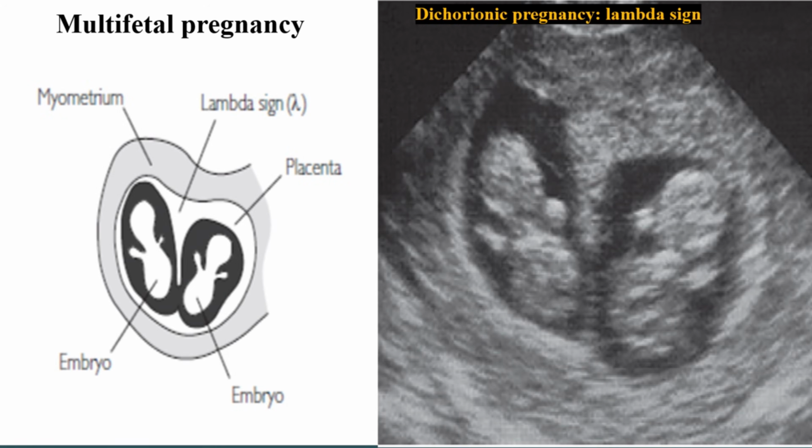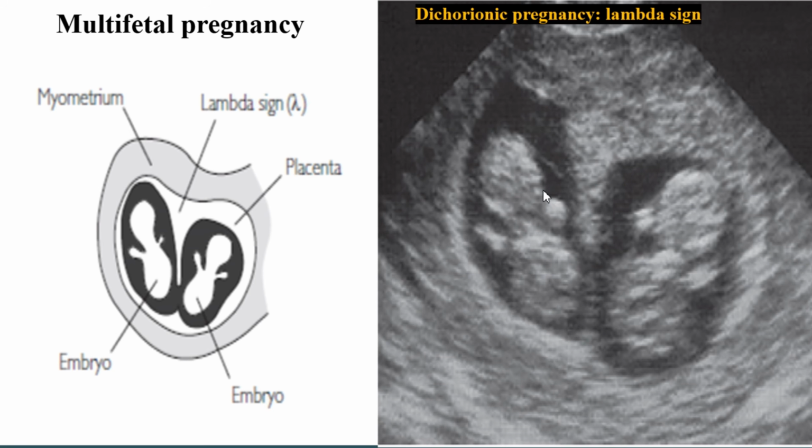So first of all, we are going to discuss the multifetal pregnancy. As here you can see the schematic diagram, and this one is the adjacent sonogram. Here you can see the myometrium of the uterus, and here you can see the twin pregnancy, and these twins are separated by a septa.